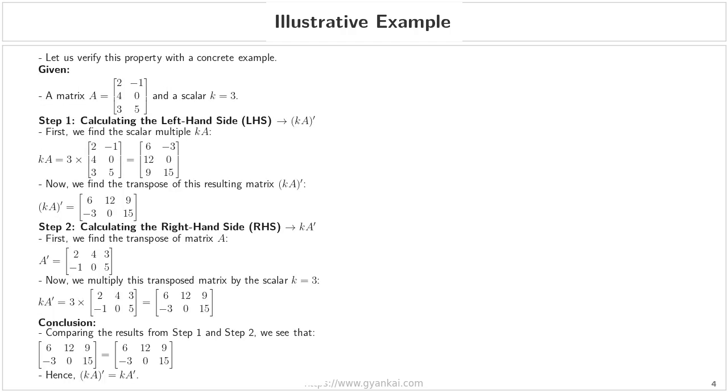To conclude, let us compare the results from both steps. You will observe that the final matrix from the left-hand side is exactly the same as the final matrix from the right-hand side. Both result in a matrix with the first row as 6, 12, 9, and the second row as -3, 0, 15. This successfully demonstrates that the transpose of k times A is equal to k times the transpose of A.